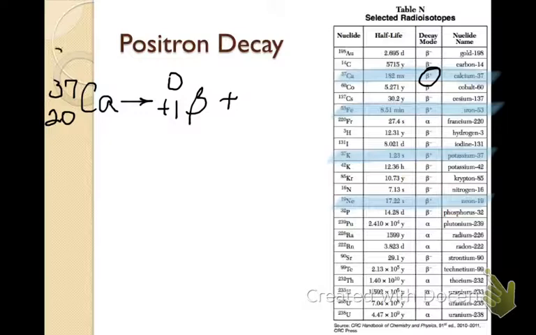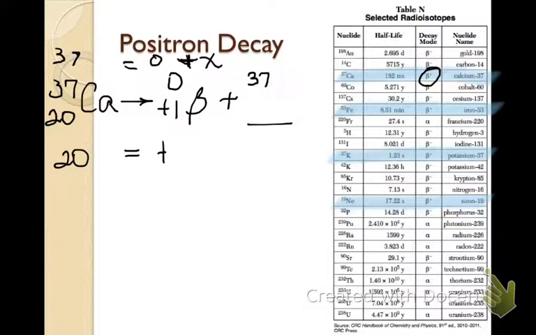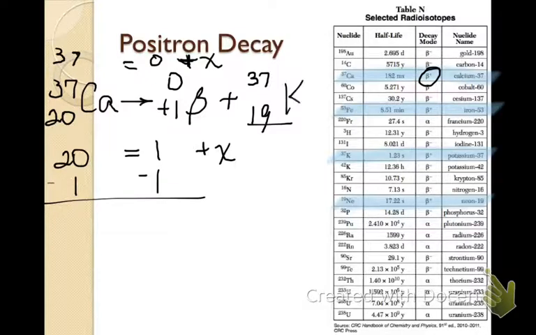So let's take a look at the top. 37 is equal to 0 plus, oops, that should be a plus sign, an unknown. So the top number should be 37. Let's take a look at the bottom. 20 is equal to 1, excuse me, let's write that a little better, 1 plus your unknown. So if you're going to solve for x, it should be 19 on the bottom. So your original element, calcium, has decreased by 1 proton, so now you have the element potassium.